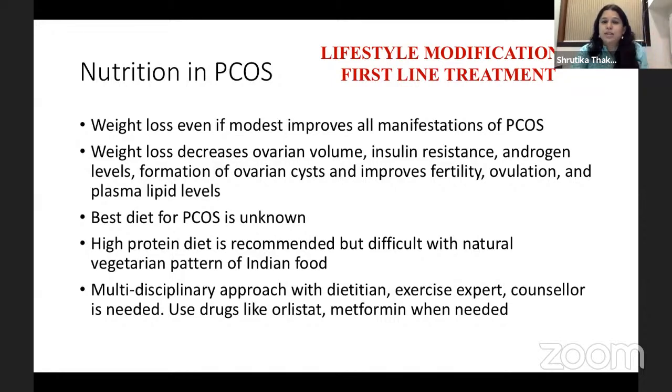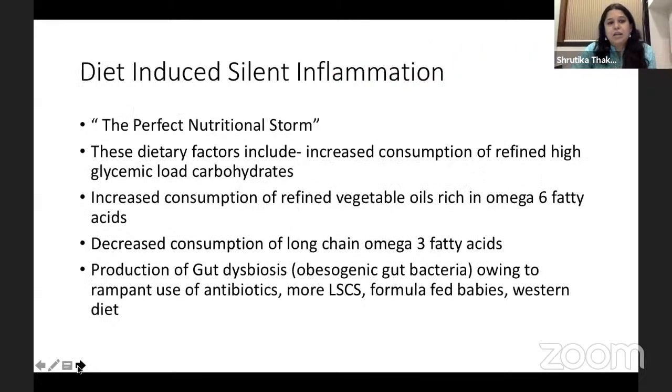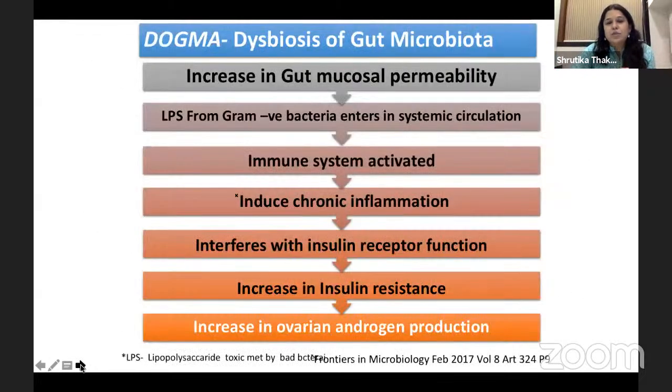If that diet is not achieving that weight loss, then throw away that diet, don't follow that diet. That is what I tell my patients, that you have to find out what is your best diet, work with your dietitian to achieve 0.5 to 1 kg of weight loss per week. If that is working, then that is your best diet. There is no particular best diet for PCOS women. Yes, a high protein diet will work, it is recommended, but in our Indian diet pattern, where we are all mostly vegetarians, it is very difficult to achieve that kind of a diet, but it is a work in progress. You need to work on it.